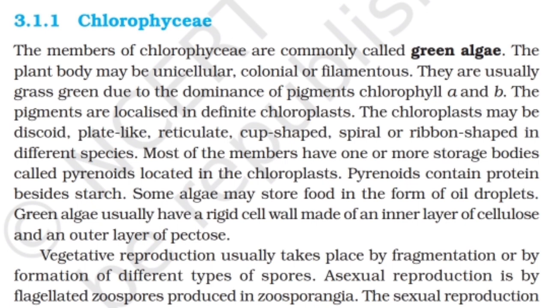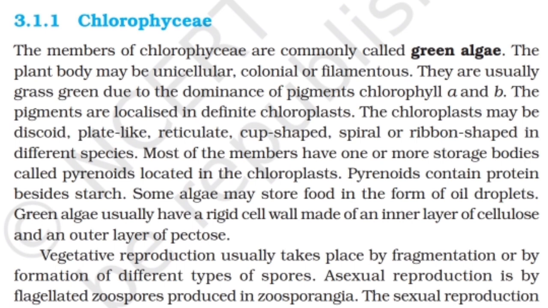The algae are divided into three main classes: Chlorophyceae, Phaeophyceae and Rhodophyceae. 3.1.1 Chlorophyceae. The members of Chlorophyceae are commonly called green algae. The plant body may be unicellular, colonial or filamentous. They are usually grass green due to the dominance of pigments chlorophyll a and b. The pigments are localized in definite chloroplasts. The chloroplast may be discoid, plate-like, reticulate, cup-shaped, spiral or ribbon-shaped in different species.